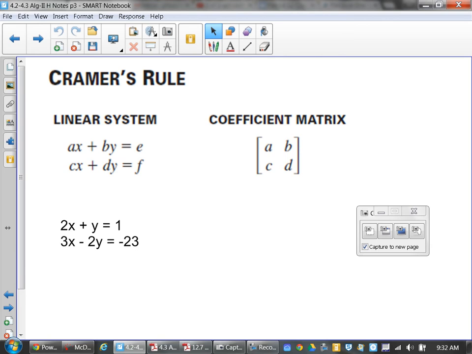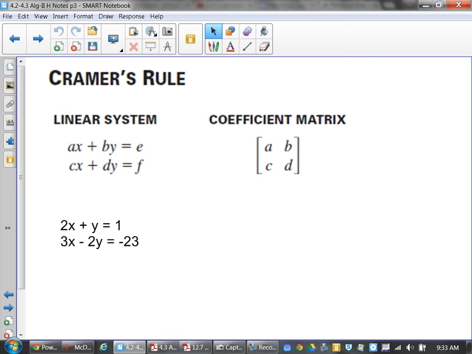Anywho, Cramer's rule. Cramer's rule is ridiculously easy to work with. First thing I'm going to do is show you how this goes through. What you get is a linear system, and this works for 2 by 2, like 2 equations, 2 variables, 3 equations, 3 variables, and so on. The matrices just get larger.